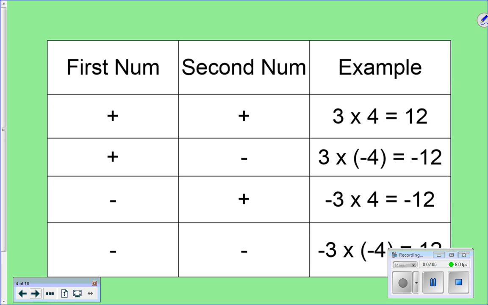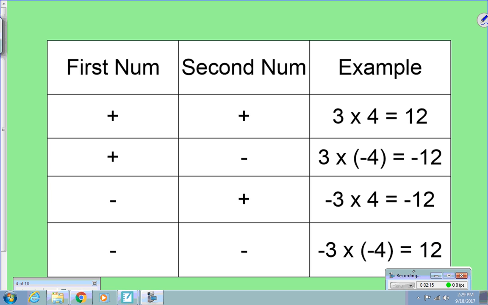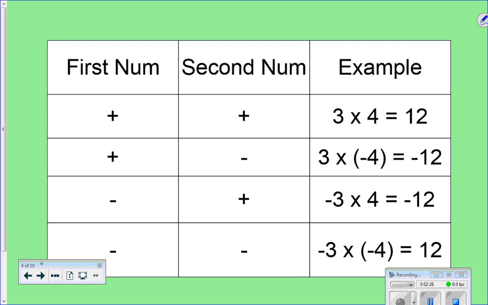Here's a visual that I made so you can see what's going on if you're more of a visual person. If I have two of the same sign, my answer is positive. If I have two different signs, my answer is negative, and that goes for division too. Division is the same. You don't have to write this down if you don't want, but can I go to the next slide? You guys okay with that?